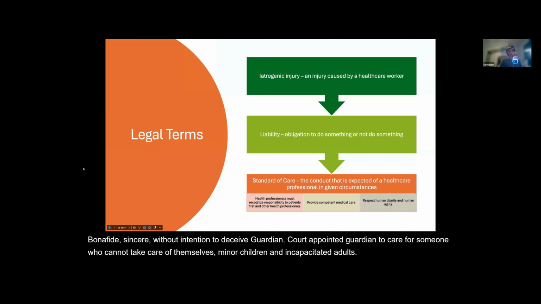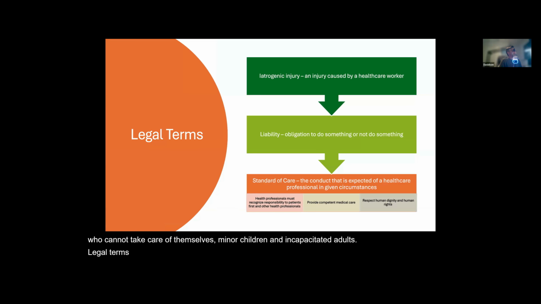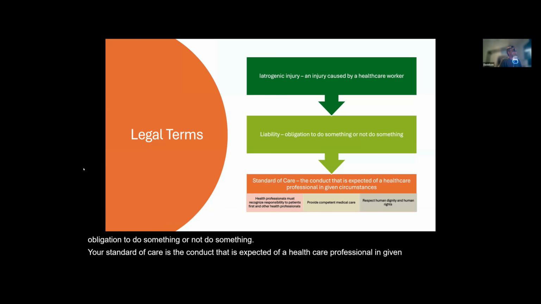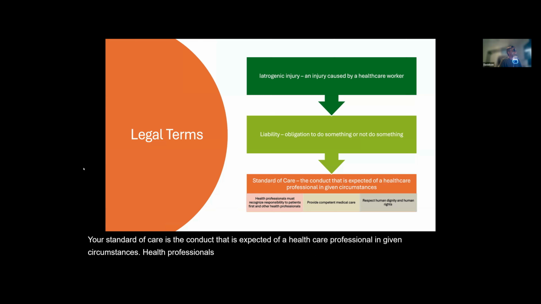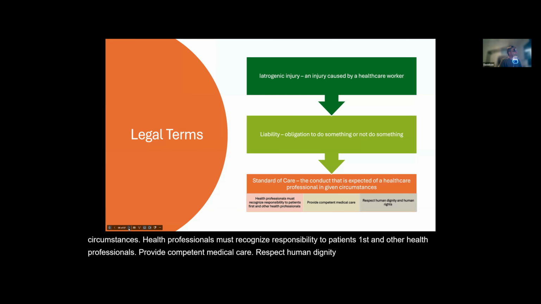Legal terms: iatrogenic injury is an injury caused by a healthcare worker; liability, an obligation to do something or not do something. Your standard of care is the conduct that is expected of a healthcare professional in given circumstances. Health professionals must recognize responsibility to patients first and other health professionals, provide competent medical care, and respect human dignity and human rights.